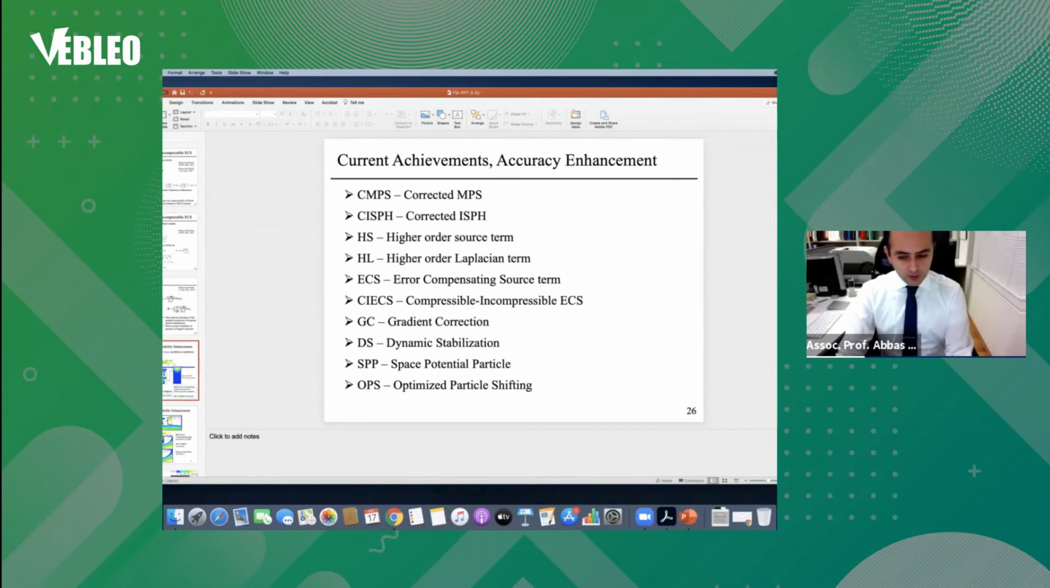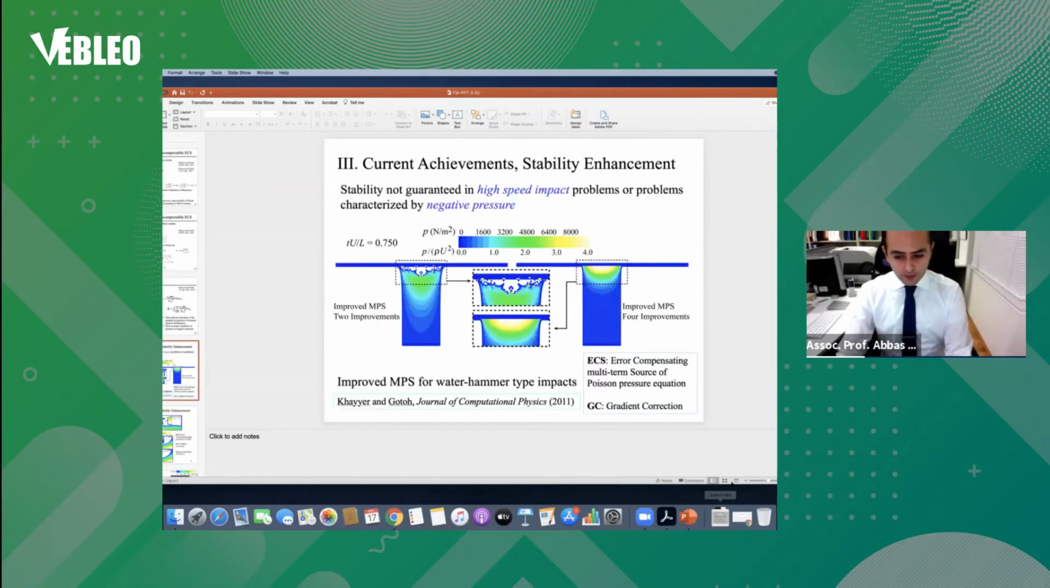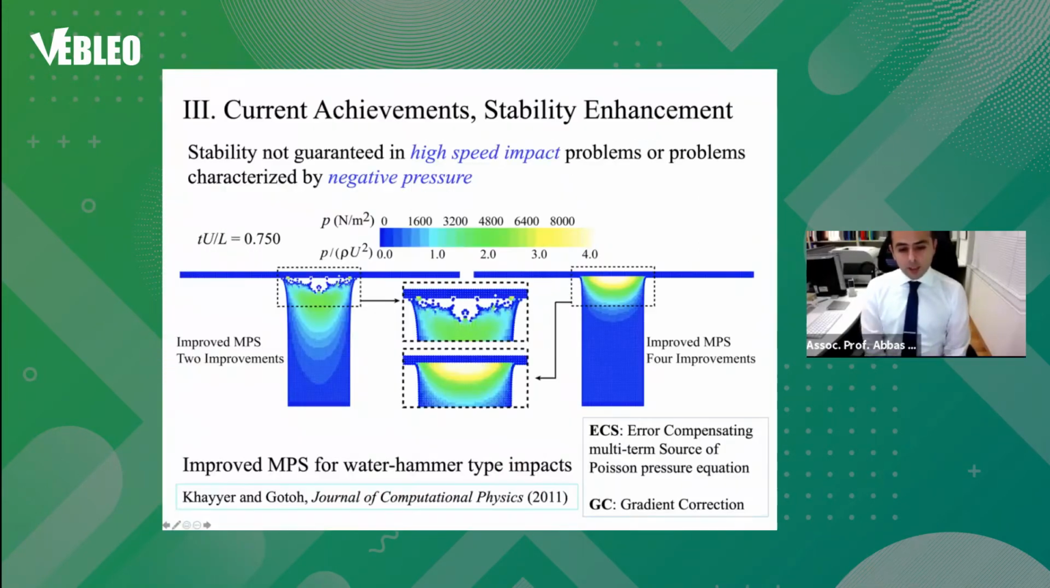So I'm not going to show the schemes because all of them are available in our journal papers. But one of them, for example, in 2011, is available in the Journal of Computational Physics. So we can see this is like MPS with only 2 improvements, so we could not reproduce high velocity impact, jet impact here.